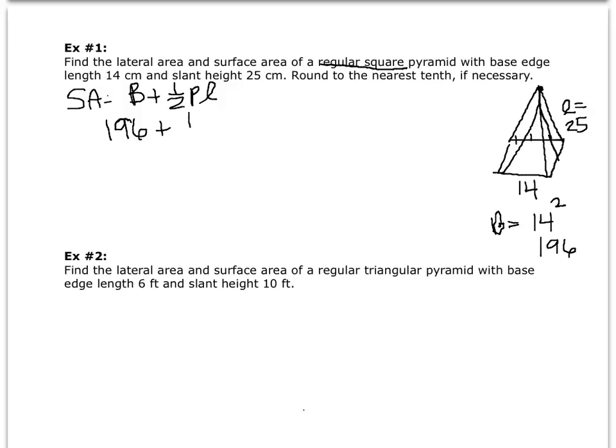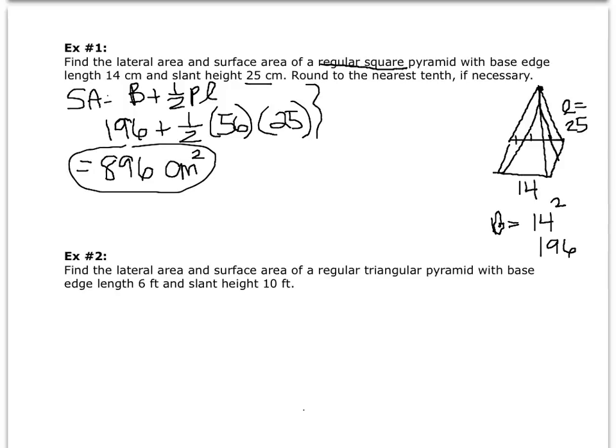Okay. 1/2 perimeter of that same base. So 14 plus 14 plus 14 plus 14. So that's 56. Slant height I'm given in the problem as 25. Okay. So now I go through the math. I'm going to do 196 plus 1/2 times 56 times 25. And I get 896. Unit is centimeters, so it's centimeters squared.